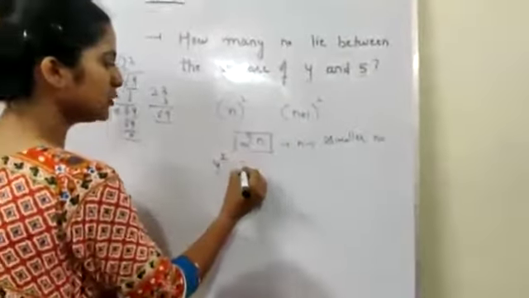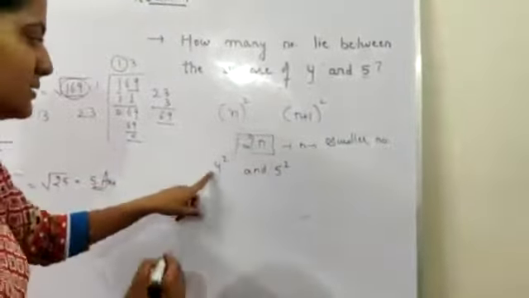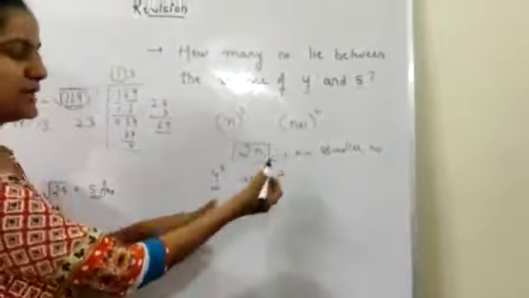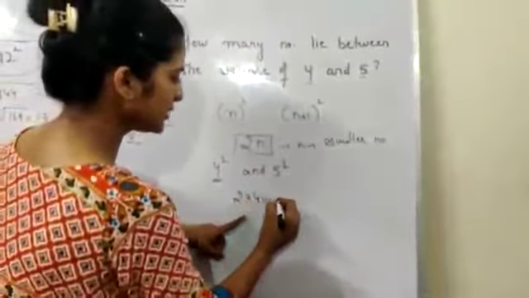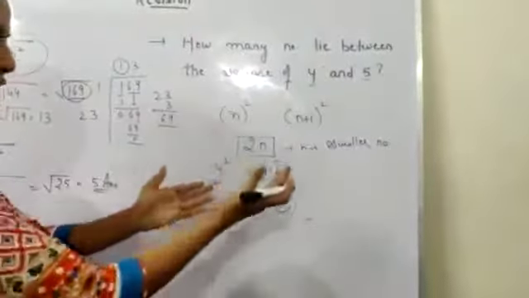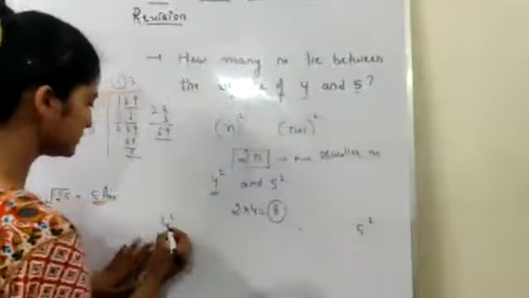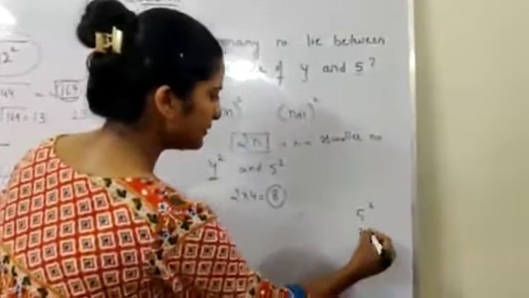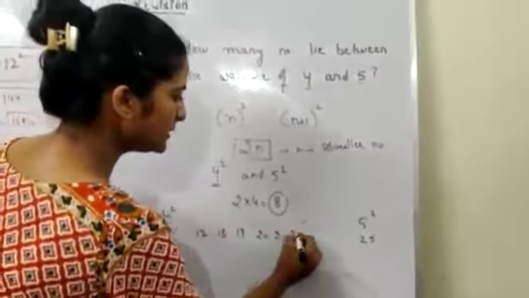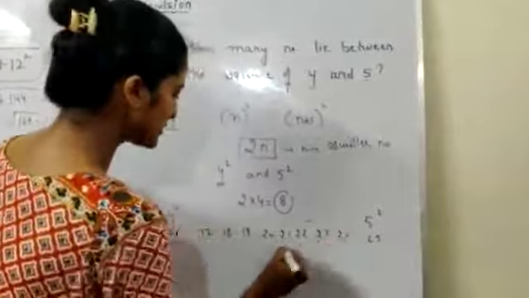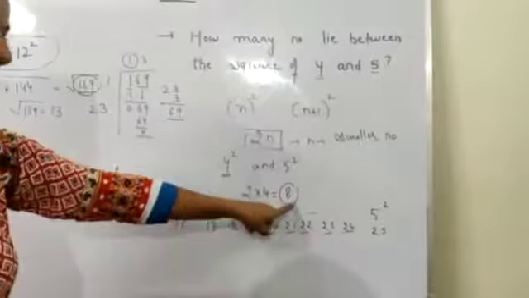Okay. So how many numbers lie between the square of 4 and 5? Here 4 is the smaller number. So what is the formula here? 2 into n. It means 2 into 4 and the answer is 8. If you want to check it, see the square of 4 and square of 5. This is 16 and this is 25. Just write the numbers: 17, 18, 19, 20, 21, 22, 23 and 24. Just count 1, 2, 3, 4, 5, 6, 7 and 8. So this is the answer.